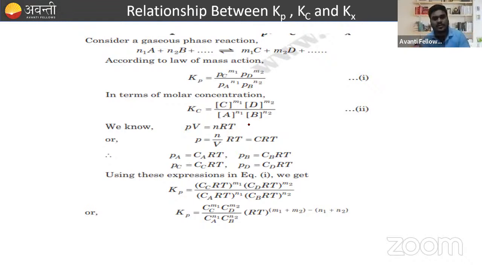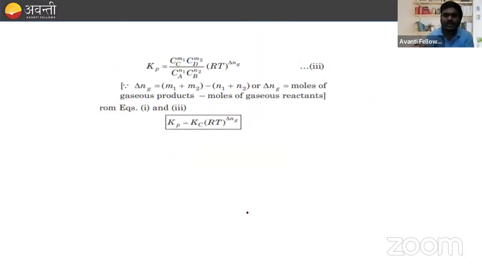We know that PV is equal to nRT. This is from the ideal gas equation. What is P here? P is n upon V times RT. n upon V is also known as concentration, so this is equal to CRT. Now put the value: PA becomes CART, PB becomes CBRT, PC becomes CCRT, PD becomes CDRT. When you put the value, what you will get, that is Kp, is equal to Kc into RT to the power delta Ng.